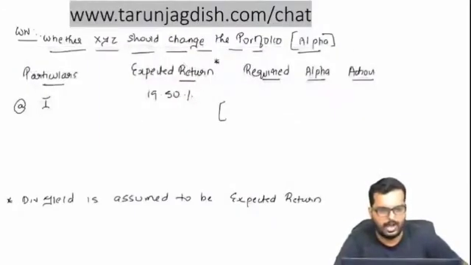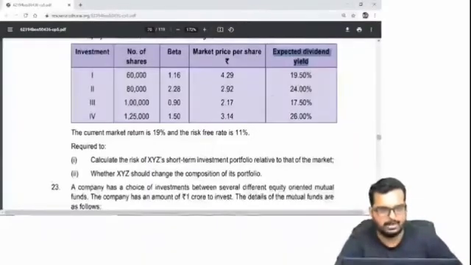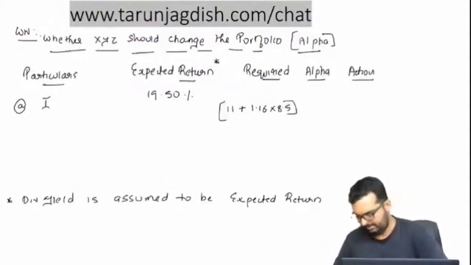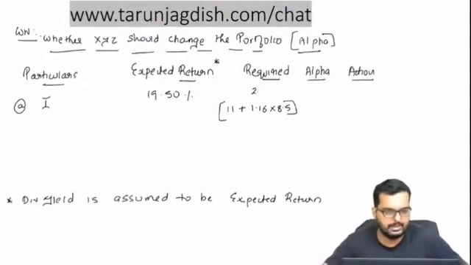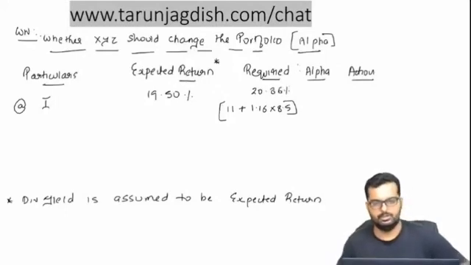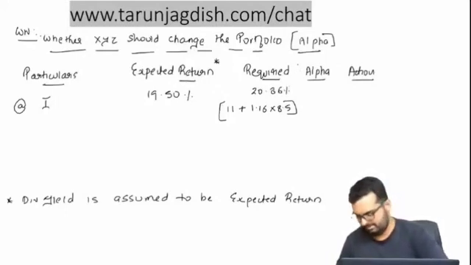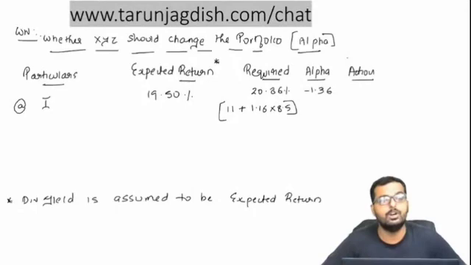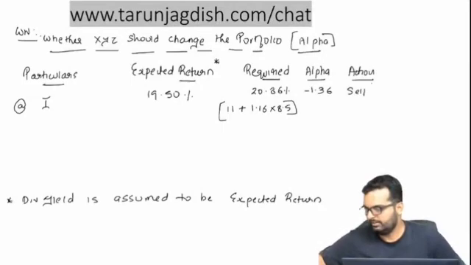Required return can be found out using CAPM. So what is the formula for that? 11 plus, what is the beta for the security? 1.16 into RM minus RF. 19.5 minus 11, you get the answer as 8.5. So 8.5 into 1.16 plus 11 will be 20.86 percent. So the alpha would now be 19.5 minus 20.86, that is minus 1.36. Alpha is positive or negative? Negative means what are you supposed to do? You are supposed to sell. Can you write down this in your books now, friends?